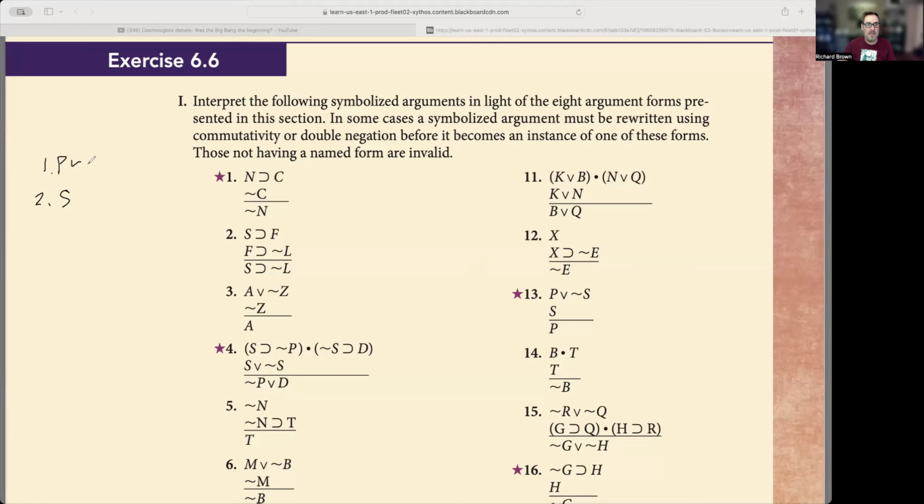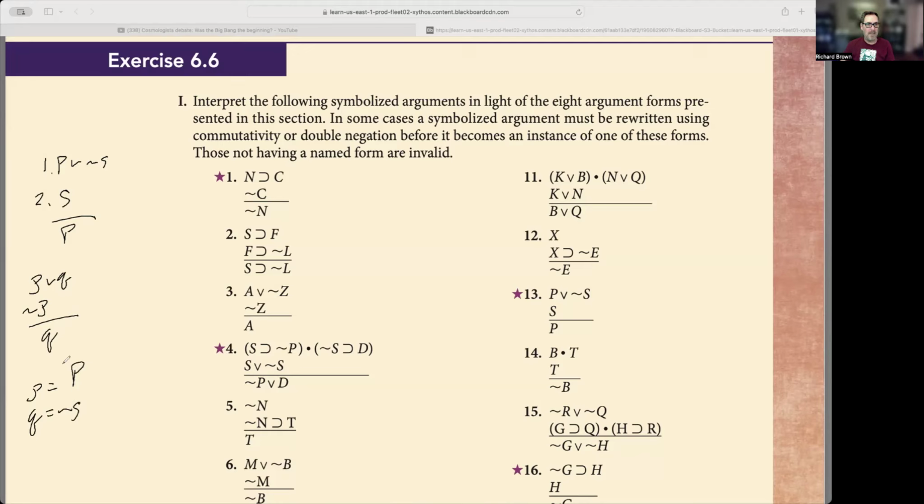So P wedge tilde S, and the conclusion is P. So this has a wedge in it, so it looks like it should be a disjunction. But of course, disjunctive syllogism says that you have to have P wedge Q and then a tilde in front of the P part, and then you get to infer that Q. So this looks like the first premise says P wedge Q, as long as you interpret P to be capital P and Q to be tilde S.